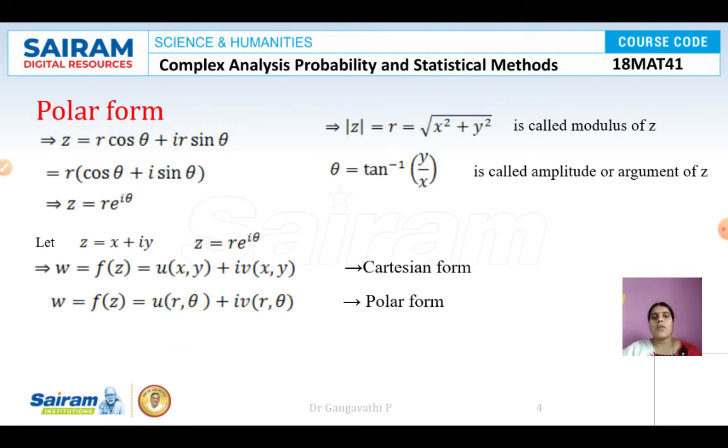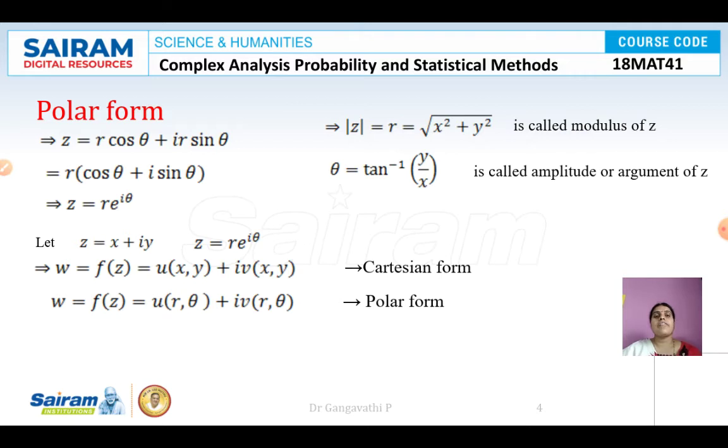Now let us see the polar form. Whatever we have discussed till now, everything is in terms of x and y. It is nothing but the Cartesian form. What if the complex function is given in polar form? Polar form is nothing but polar coordinates. The function is a function of polar coordinates. What are the polar coordinates? Once we say polar coordinates, that is nothing but r and theta.